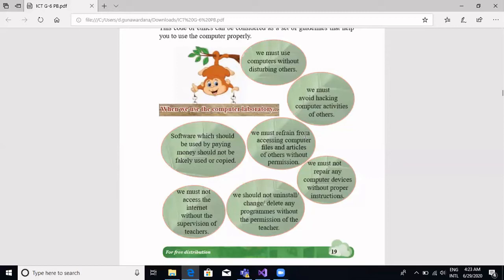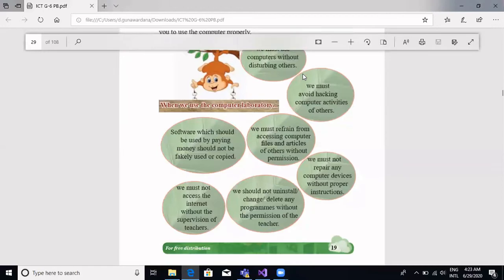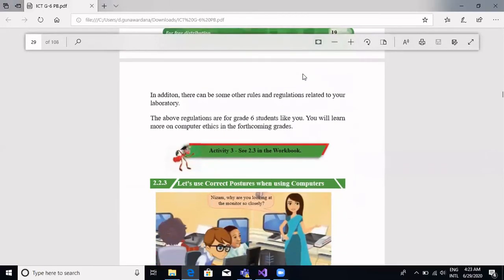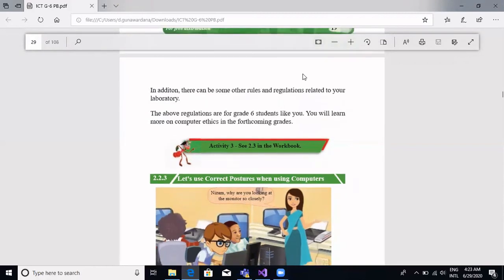Before that, these may not be rules and regulations, but in schools you may have separate rules and regulations for your computer lab. For example, when I was in grade 6, we were using a computer lab. There was a notice telling you have to remove your footwear and come in. It's like a rule then. Otherwise you cannot enter.